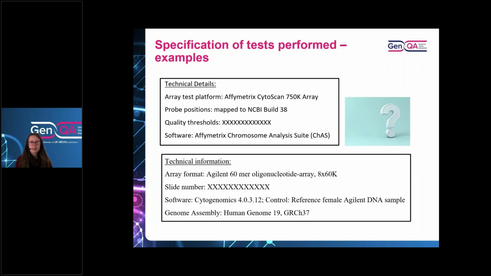So again, we've got all the correct information, so the manufacturers, the versions, the array design, the human genome build, that kind of thing. But importantly, what is missing here is the practical resolution of the array test. And again, this is something that we commonly see in EQA, and these would be given a 0.5 deduction for omitting the practical resolution of the microarray test.